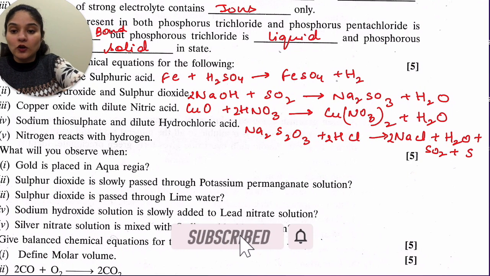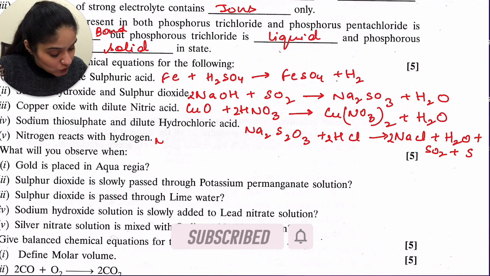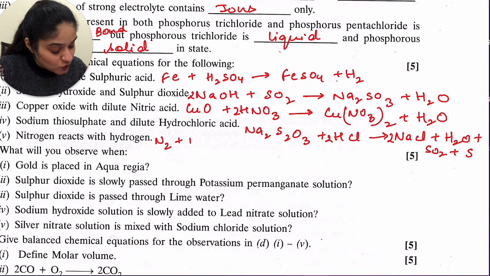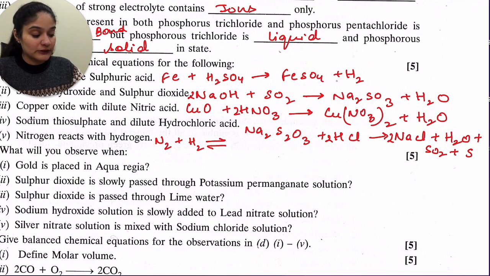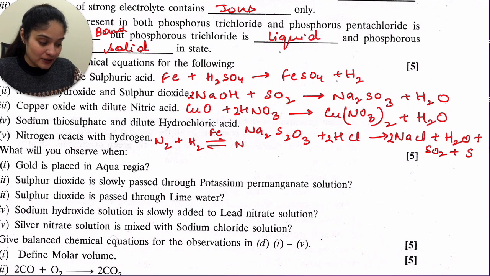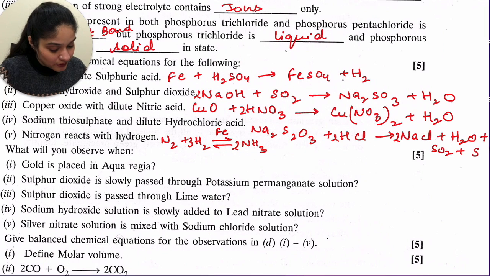Now moving on, nitrogen reacts with hydrogen. So nitrogen N2 plus hydrogen. Now this is a reversible reaction, so you have to put in the arrow. This reaction takes place in the presence of finely divided iron and you get ammonia in that. So NH3. Then you can balance it out. So the balancing would look like N2 plus 3H2 giving 2 NH3. So that is it in the C part.